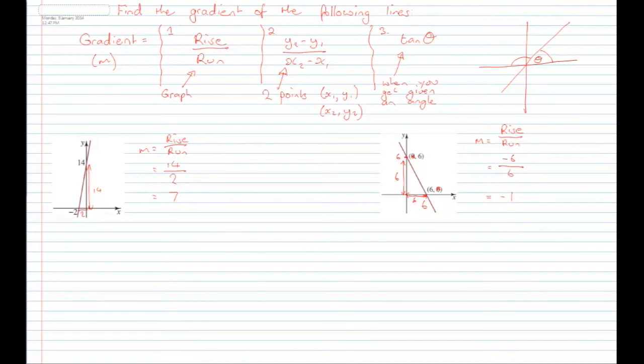Alright, let's have a look at our rise. Now we start here and we know that we're actually going down rather than up, so our rise happens to be -6, which you can see here. Our run, on the other hand, is always going to be positive because we're always going from left to right, and we go 6 units across. So therefore -6 divided by 6 is equal to -1. Therefore my gradient is equal to -1.